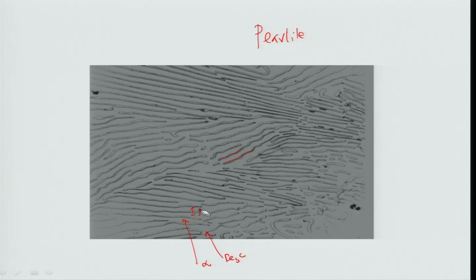The way I have drawn it is wrong, so it will be like this. If I take the center of this lamella, Fe3C, and the center of the alpha, this distance is known as lambda. By controlling this lambda, we can actually control the mechanical properties. That is another beauty of the pearlitic microstructure.